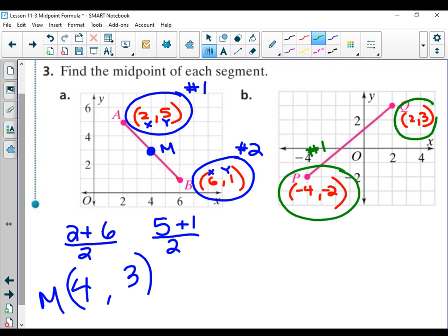It doesn't matter which group I pick as which, it's just to help me get my numbers. So, x from group 1, negative 4. X from group 2, 2. Negative 4 plus 2 is negative 2, divided by 2, negative 1.